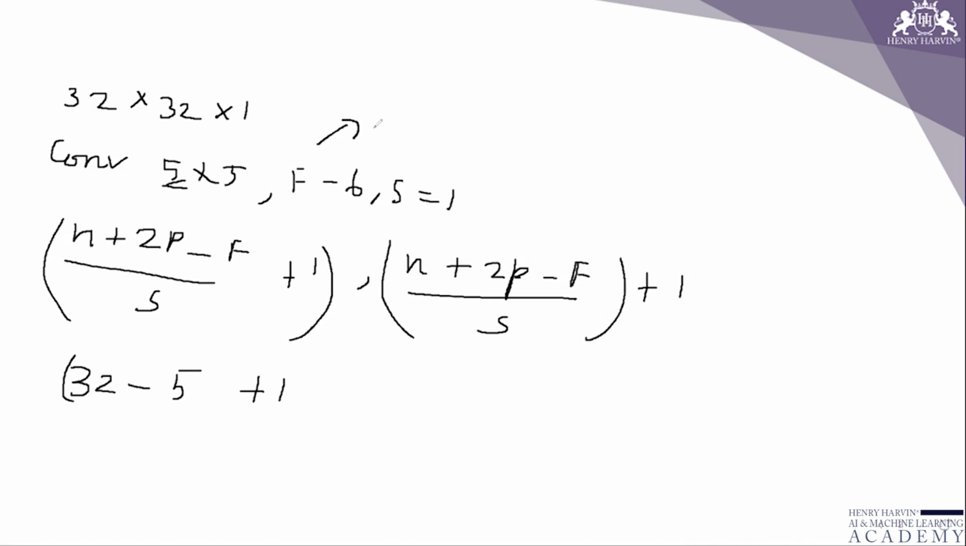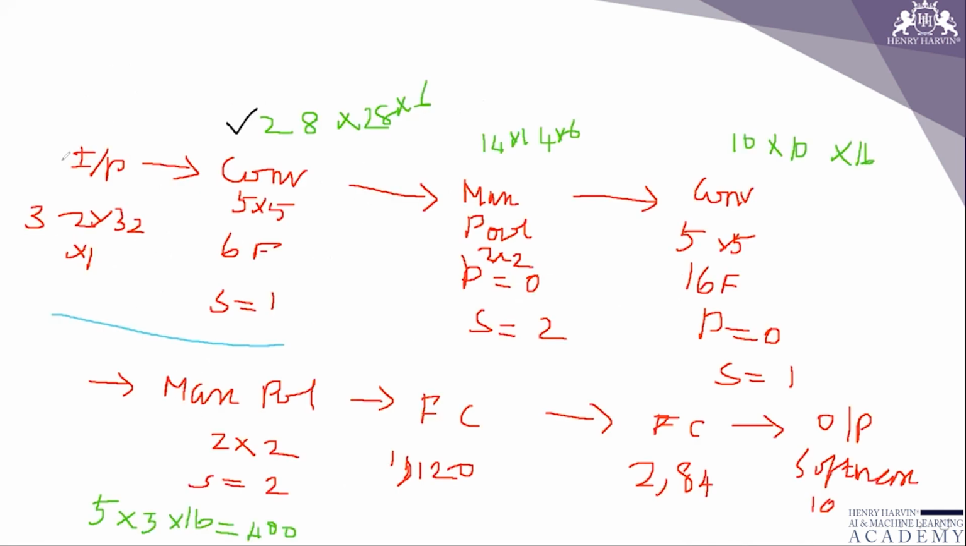This is basically n, and this is basically f. Clear now? So 32 minus 5 plus 1. What is the answer now? 28. Here also we get 28. And what is the number of channels over here? The number of channels is nothing but the number of filters. So we get the answer as 28 cross 28 cross 6. Hope it is clear now. So you can see here 28 cross 28 cross 6. This we have completed now.